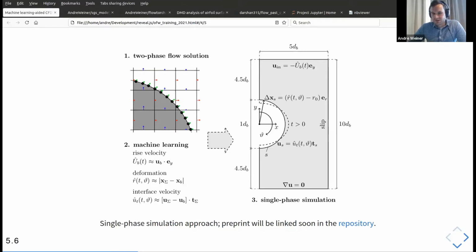And why do we need those models? Basically, what we are going to do next is create a single-phase simulation that contains only the liquid phase, and the gas phase is cut out. This introduces a new surface for which we need boundary conditions. In the single-phase simulations, we use the machine learning models to provide an accurate boundary condition. The radius tells the OpenFOAM solver how the mesh deforms over time, and the model for the velocity provides a velocity boundary condition.